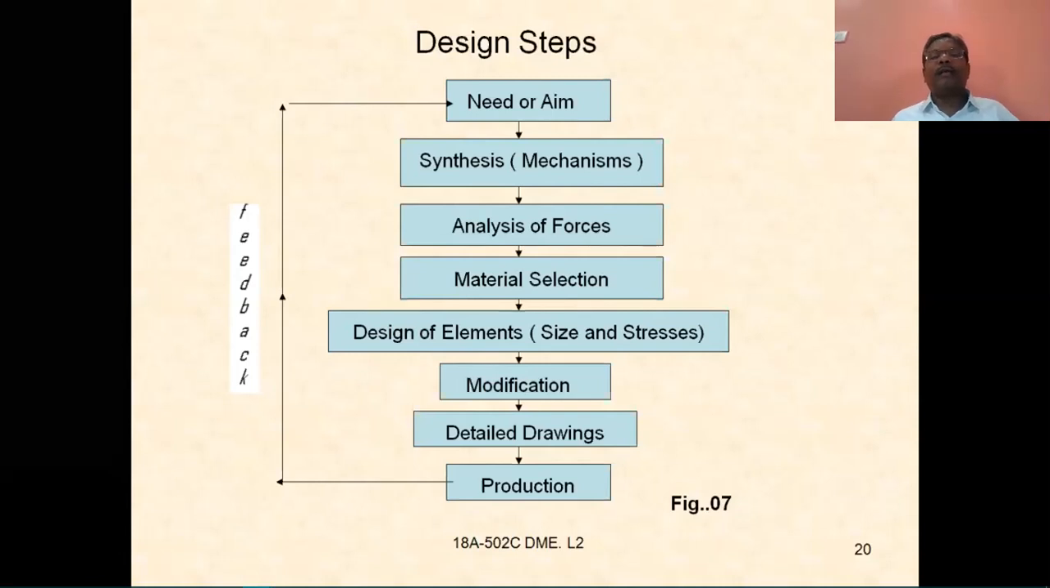So once again, let us see the design steps in a diagrammatic manner. First of all, need. Any person should have a certain aim for manufacturing any system or product. So in such a case, what is the need of the components? Next is synthesis, that means the study of mechanisms. You have to study different mechanisms and select the proper, optimum, and feasible mechanism. There may be many different solutions for your problem. In such a case, you have to study the different mechanisms and select one feasible and suitable mechanism.